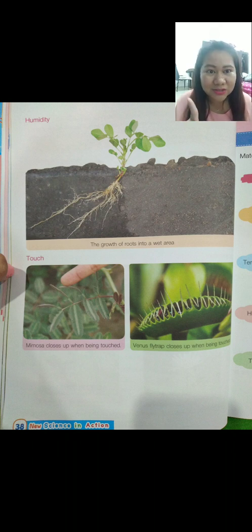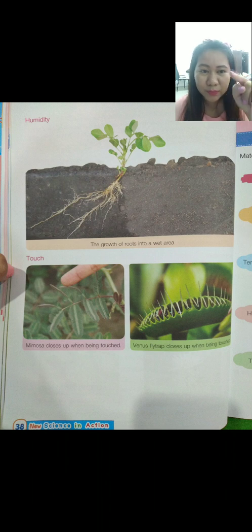And another one is touch. Do you know that some plants also respond when you touch them? For example, this mimosa closes up when being touched. Have you seen mimosa plants close up when touched? So plants also respond to touch, some plants.